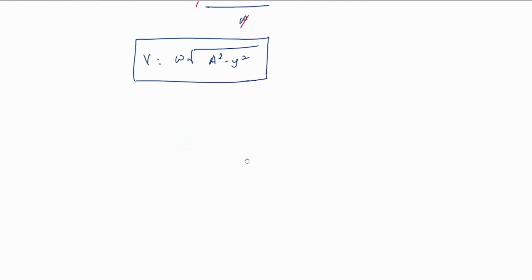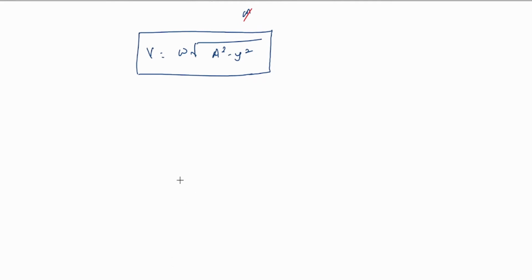Now here we'll find where velocity is maximum and where velocity is minimum. So we'll take the first case, for velocity maximum.